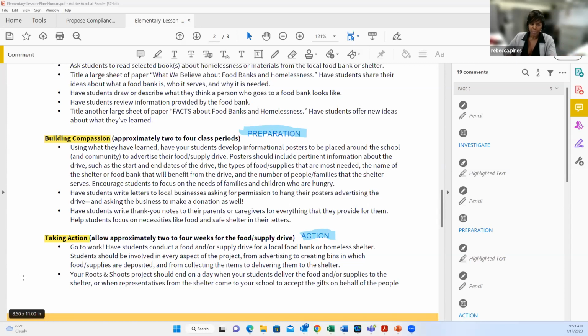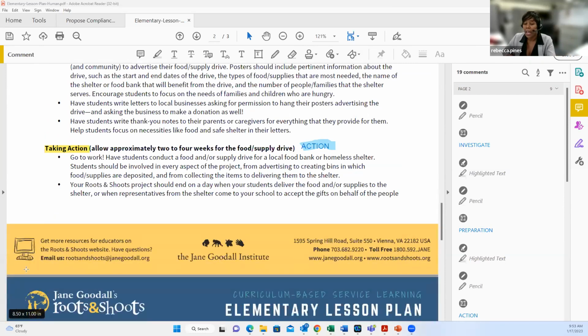And they are writing letters to local businesses, asking for permission to hang those posters. So it's preparing them for their action, which is the next component of service learning. The action is right there at the very beginning of this one. It says, go to work. So the students are going to conduct that food drive, and then they're going to partner with a local food bank or a homeless shelter, and they will get involved in every aspect of the project to include advertising. They will make the food bins to collect the food.